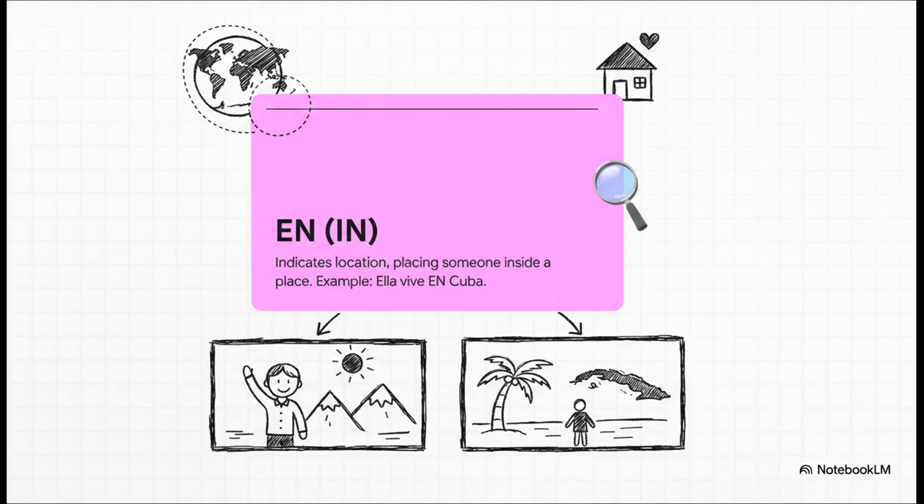Next up is en. This one's pretty straightforward. It just means in or at. It puts someone or something inside a location. So the text tells us Laura lives in Cuba. She is from Peru, but she lives in Cuba. You see that distinction? It's super important.